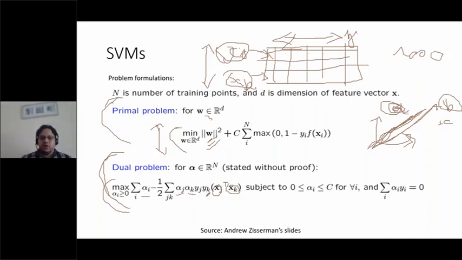To make it short, when you have a lot of dimensions, use the dual problem. When you have a lot of points, which means more than the dimensions, use the primal problem. One will be easier to optimize depending on your case.